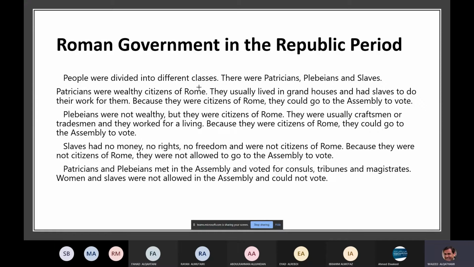Plebeians were not wealthy, but they were citizens of Rome. They were usually craftsmen or tradesmen, and they worked for a living. Because they were citizens of Rome, they could go to the assembly to vote. Slaves had no money, no rights, no freedom, and were not citizens of Rome. Because they were not citizens of Rome, they were not allowed to go to the assembly to vote. Patricians and plebeians met in the assembly and voted for consuls, tribunes, and magistrates. Women and slaves were not allowed in the assembly and could not vote.